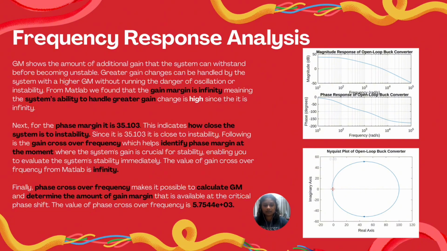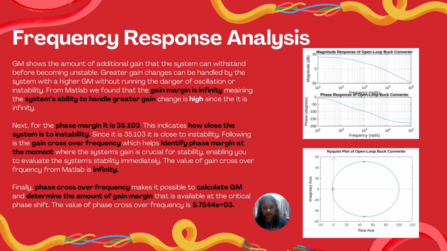Last but not the least, the topic that we can relate to is frequency response. In MATLAB, with the right code, we can obtain the Bode plot, which has the phase and magnitude graph, as well as the Nyquist plot. From the MATLAB, we can find gain margin, which shows the amount of additional gain that the system can withstand before becoming unstable. Greater gain changes can be handled by a system with a higher gain margin without running the danger of oscillation or instability. We found that the gain margin is infinity, meaning that the system's ability to handle greater gain change is high.